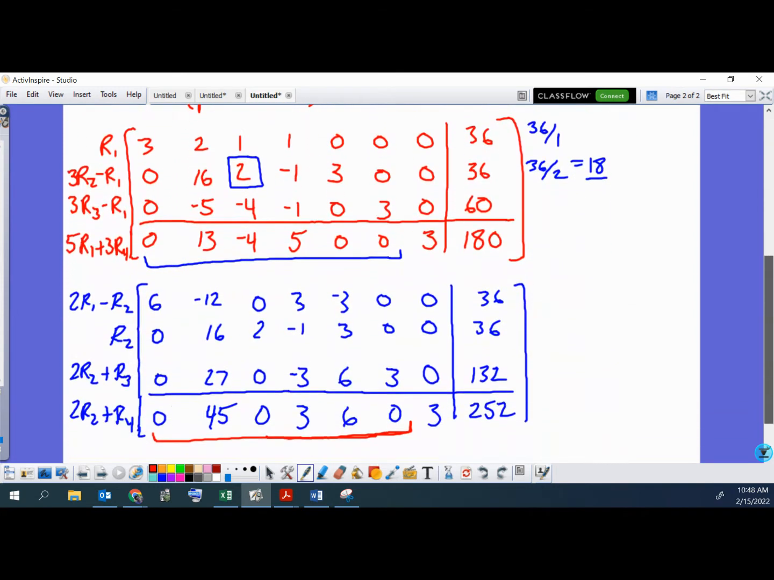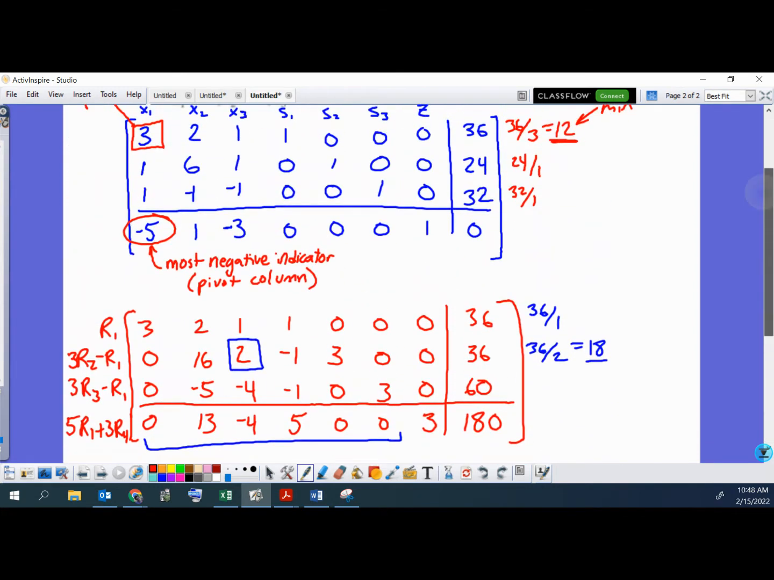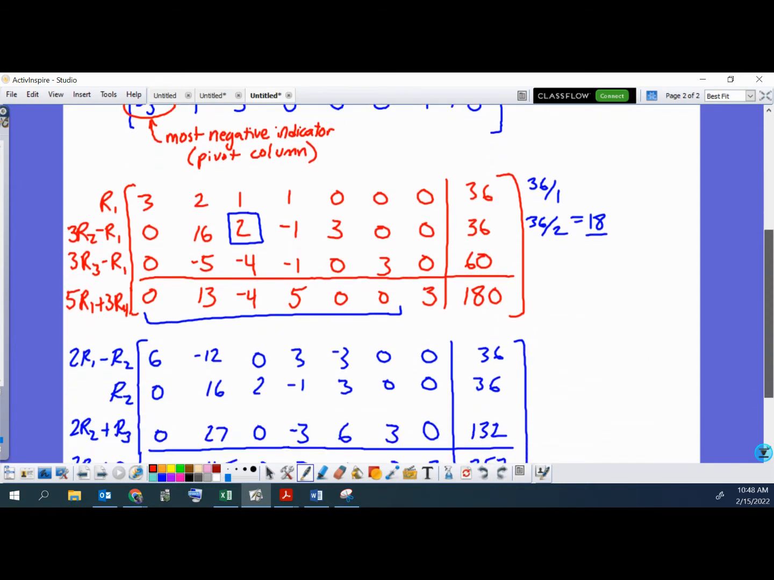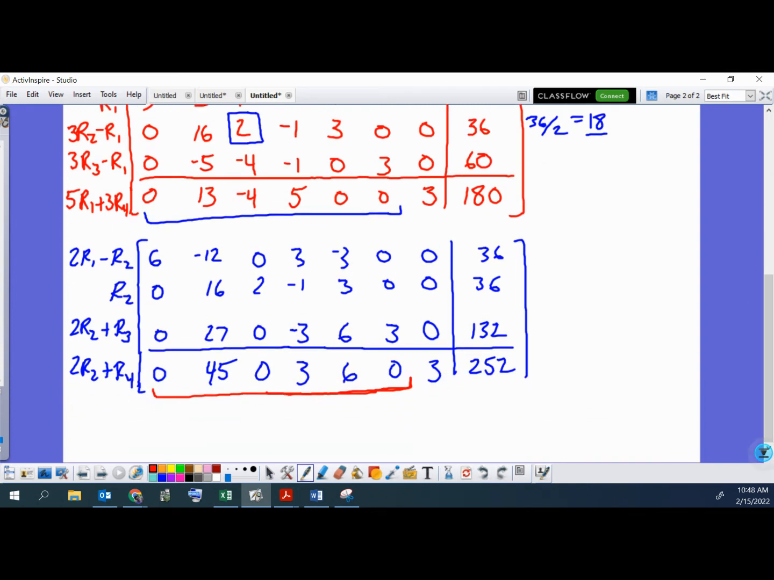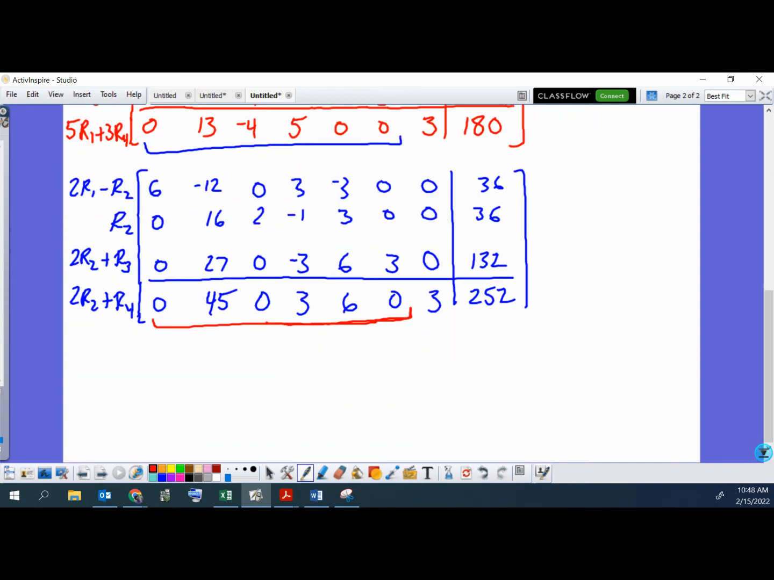In part 2, we had to pivot twice. Once about the 3 up here to get to this matrix, and then once about the 2 here to get to this matrix. So see part 2 if you want to see that. Now we're just going to interpret our results. So what I do when I'm looking at the results, I look at that last row. That's really the key here.